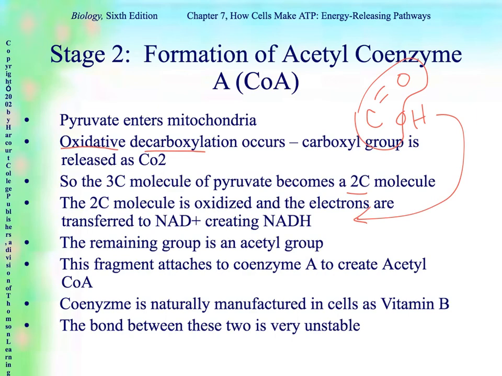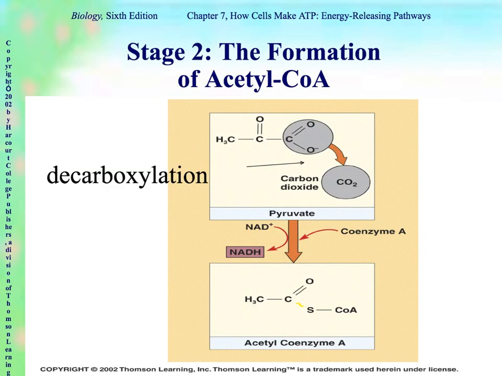So what is coenzyme A? Coenzyme A is actually vitamin B, and it is naturally made in cells. However, the bond between the acetyl group and the coenzyme A is very unstable, and it does not last for very long. Here's a diagram picture of stage 2, the formation of acetyl coenzyme A.